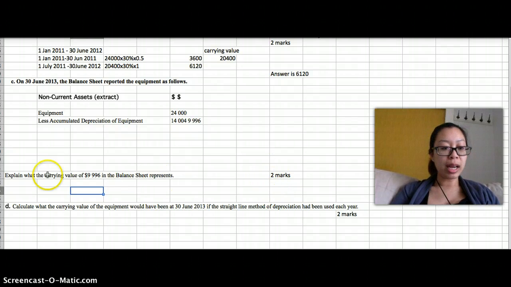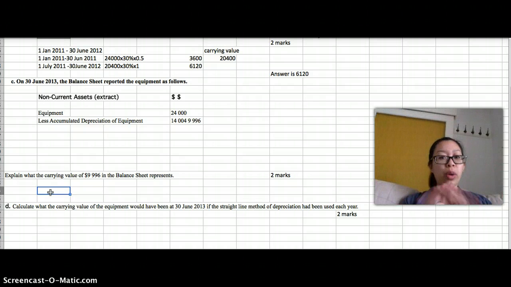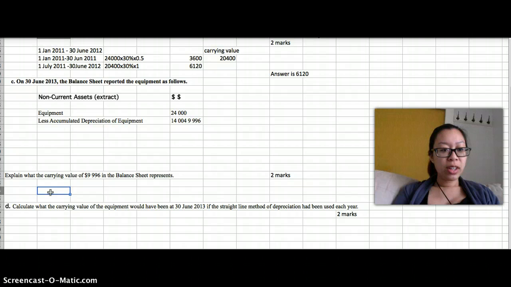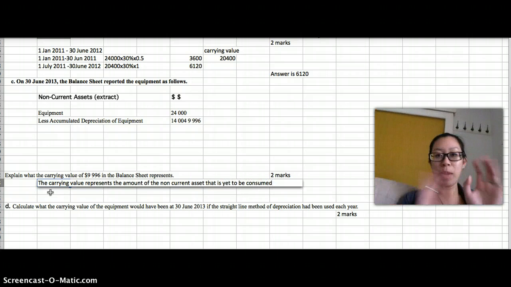A lot of people were stuck with this one. So what do we understand the carrying value to be? If you say it's what it's worth now, you won't get a mark. So you need to look at your book and look up what does carrying value mean. It could come on your SAC. So you would say the carrying value represents the amount of the non-current asset that is yet to be consumed. So we haven't used it yet, not how much it's worth now.